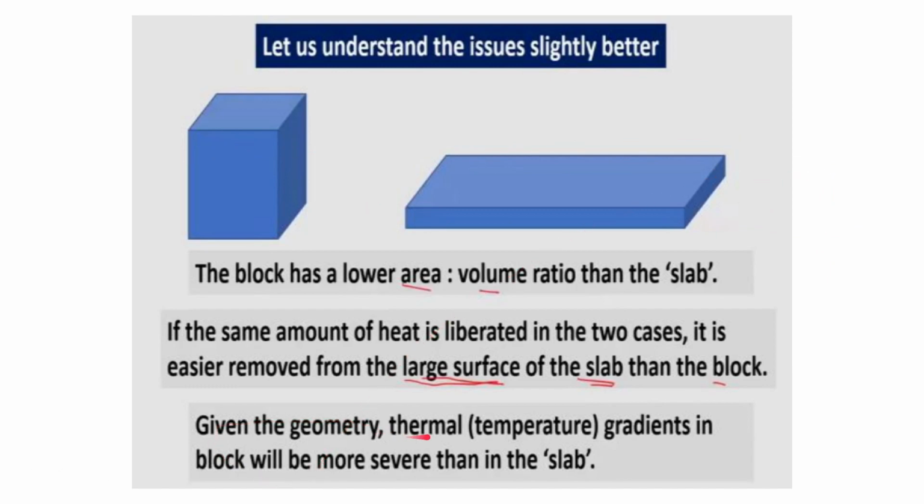So given the geometry, the thermal temperature gradient in the block will be more severe than in the slab, because in this case the amount of heat liberation will be less, and therefore the thermal gradient will be very high, as compared to the slab.